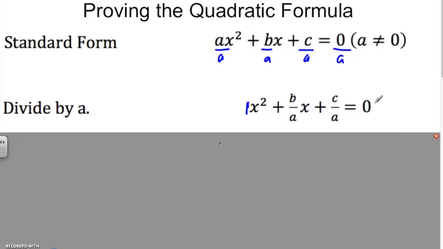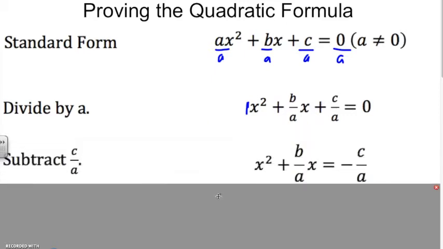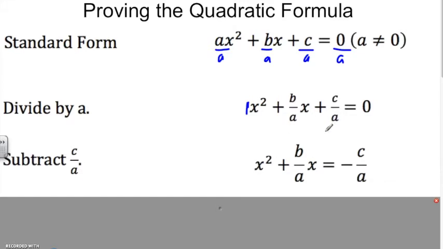Now the next thing we would want to do is get the constant over to the other side. So we would subtract c over a from both sides. We subtracted c over a and we subtracted c over a, and we end up with x squared plus b over a x equals negative c over a. The next thing we have to do is to complete the square.